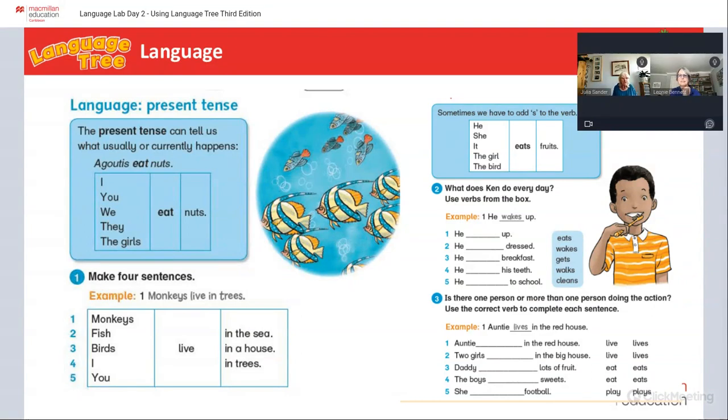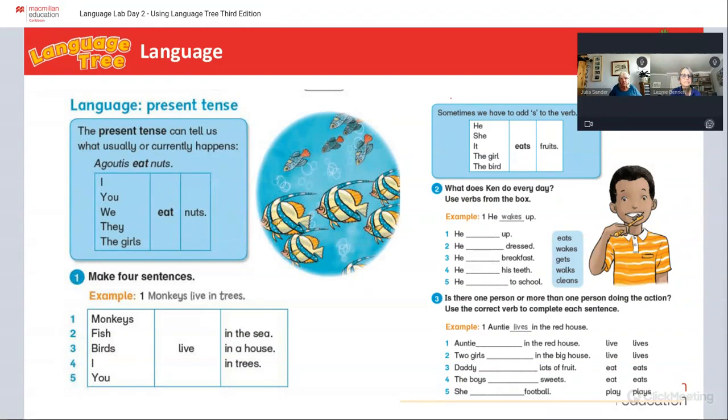But I think the way we've done it in Language Tree, and I recommend, is to start with a basic manipulation. We always start with a rule, and this starts with present tense, telling us what usually or currently happens. And then students have an exercise. The first exercise is basically putting it together in a sentence. Monkeys live in trees, and so on. And then the next exercise is when you have to add an S to the verb. There's a note about it.